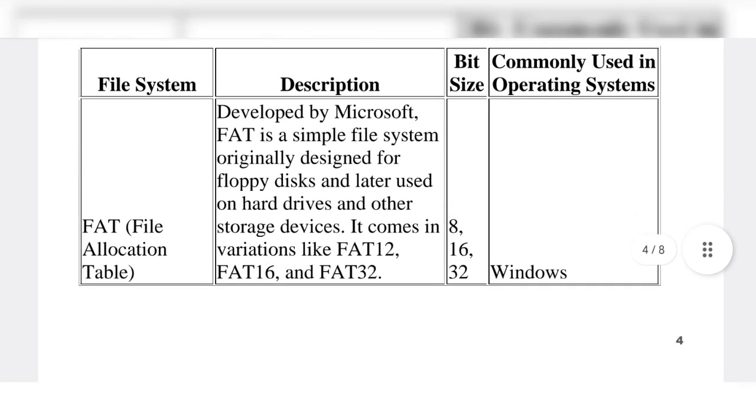First one is FAT. FAT means file allocation table. This is manufactured by Microsoft. This is a simple file system, and it was designed for floppy disks. After that, we started using it on the hard disk also. It has further divisions: FAT12, FAT16, and FAT32. Here its bit size is also mentioned. FAT12 has 8-bit, FAT16 has a size of 16-bit, and FAT32 has a size of 32 bits, okay.